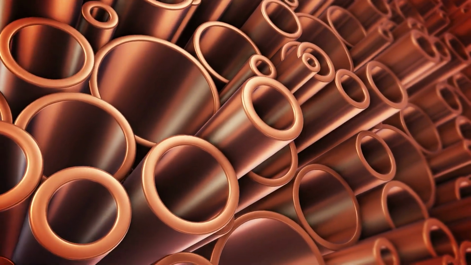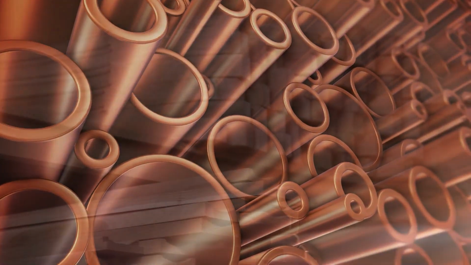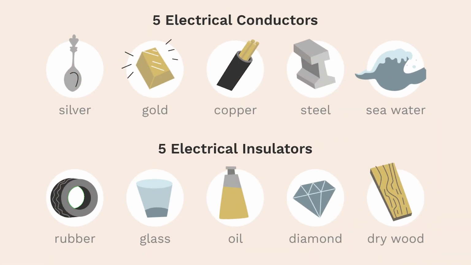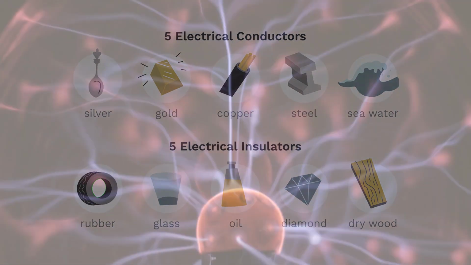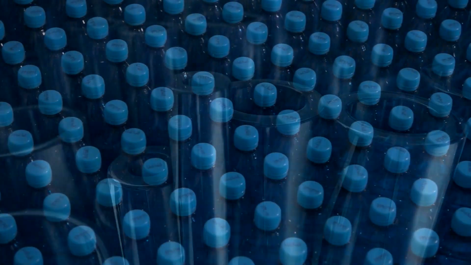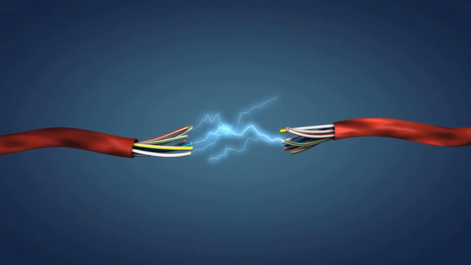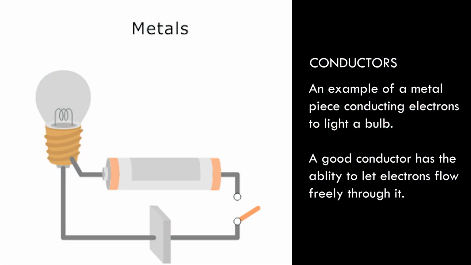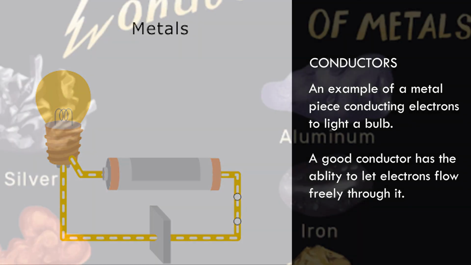Most solids fall into one of two broad categories based on their electrical properties. They are either conductors or insulators. When electrical current is applied to different materials such as metals or plastics, it may or may not flow freely. A material in which electrons can be moved easily from one atom to another is a good conductor because it conducts, or is able to carry, electricity.